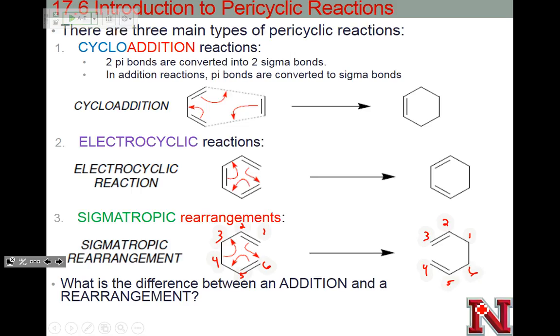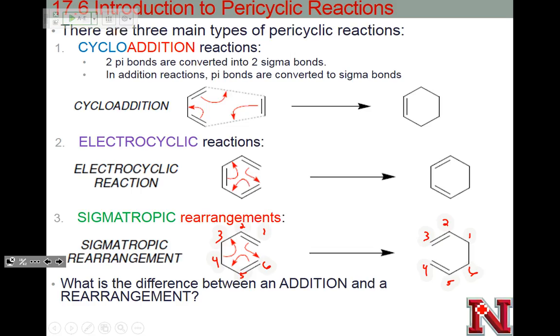you see that in the starting material, our pi bonds were between 1 and 2 and 5 and 6, and now our pi bonds are between 2 and 3 and 4 and 5. But my sigma bond was between 3 and 4, now it's 1 and 6. Notice the mechanism. There's no intermediates, it's just these arrows in my starting material.